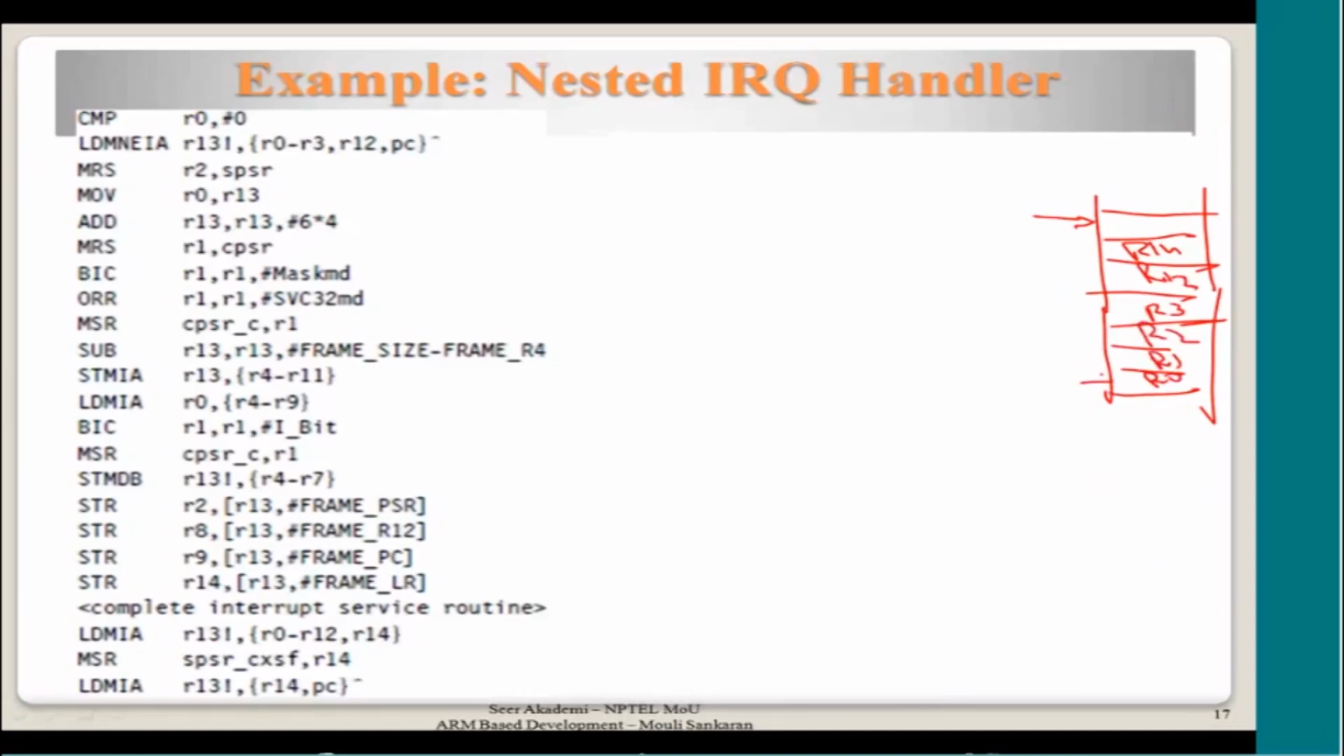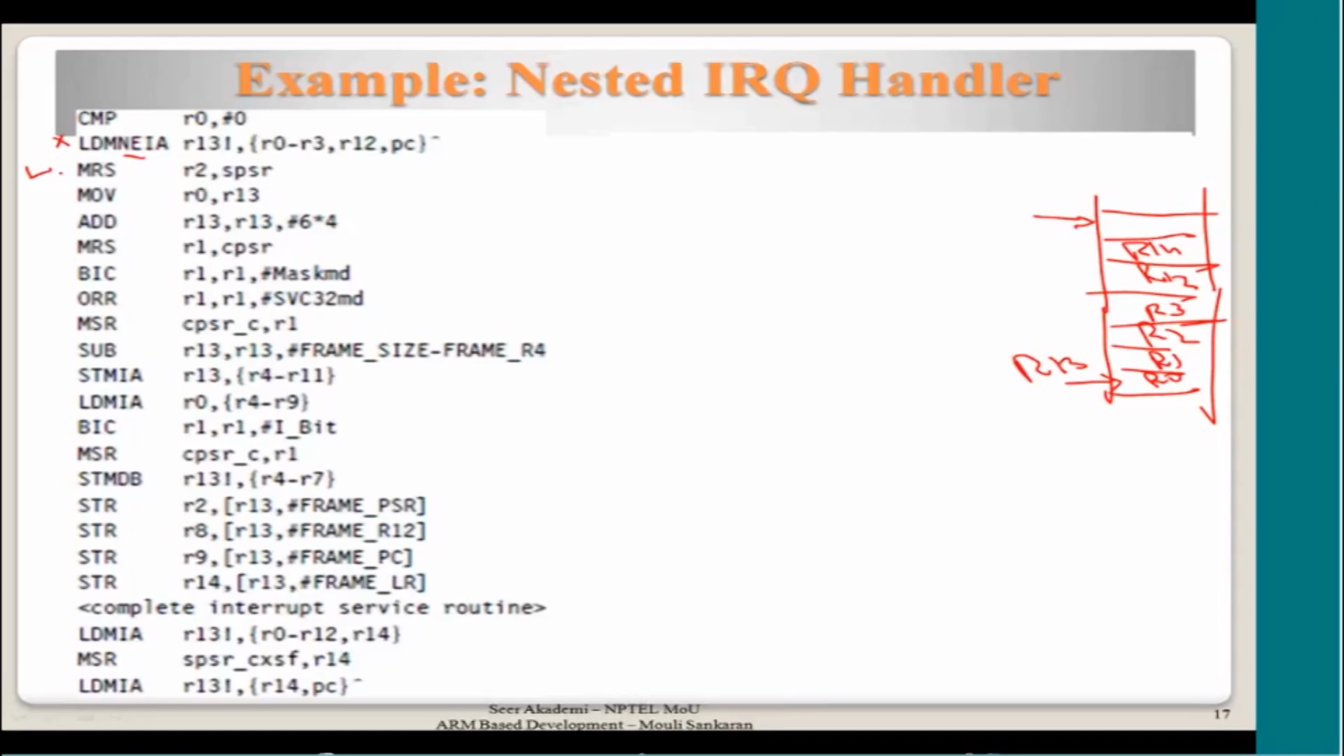So R13. Now see, assume we are coming here. This NE is not true, which means this value is 0. So not equal to is not true, and the control comes here. You know that it is a conditional execution. Please remember, LDM will be executed only when it is not equal to. Otherwise, it will not be executed at all.